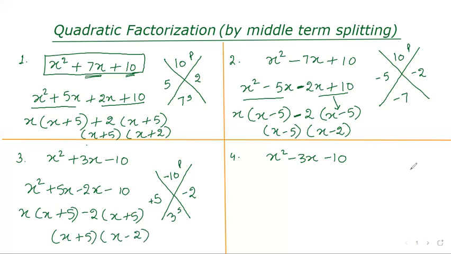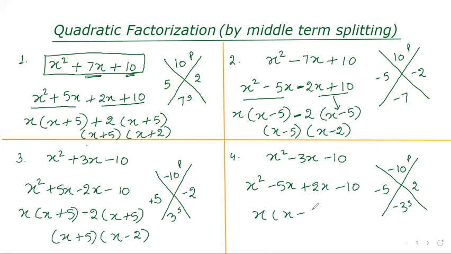Now in question 4, here the constant term is minus 10 and the middle term is minus 3. We have to take two numbers so that their product is minus 10 and their sum is minus 3. Now those two numbers will be minus 5 and plus 2. So x square minus 5x plus 2x and minus 10. We take x common, it's x minus 5 here. Take 2 common and it's x minus 5 here. And the two factors are x minus 5 times x plus 2.